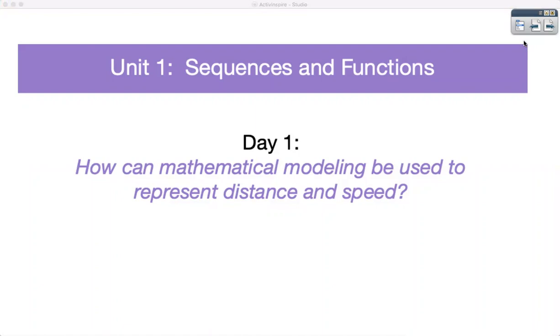How can mathematical modeling be used to represent distance and speed? So the goal of today's video is to start to understand this concept of mathematical modeling by defining it and then beginning to engage in this actual process by looking at a modeling prompt. So what is mathematical modeling?